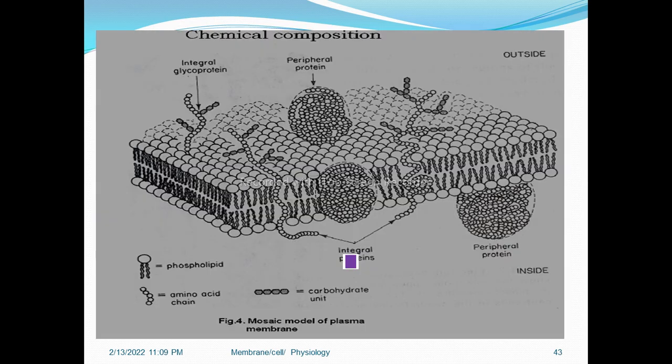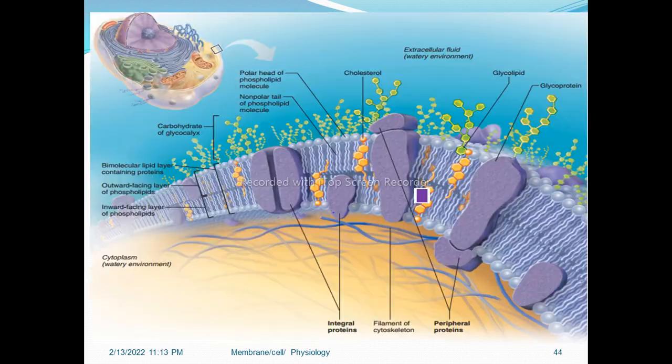So this is the membrane. This is a peripheral protein, this is an integral protein, and this is carbohydrate, so we can say glycoprotein. This is a peripheral protein, and this one is an integral protein because it fully extends across the whole membrane. This is a very brief example.